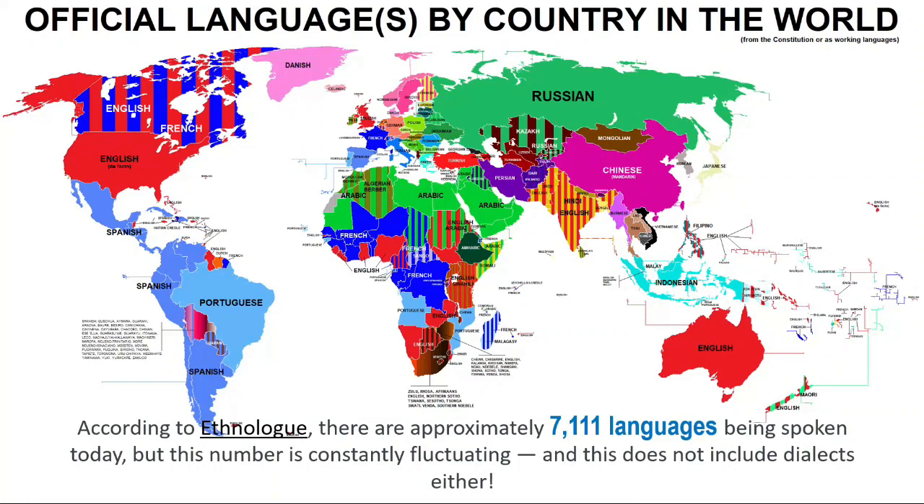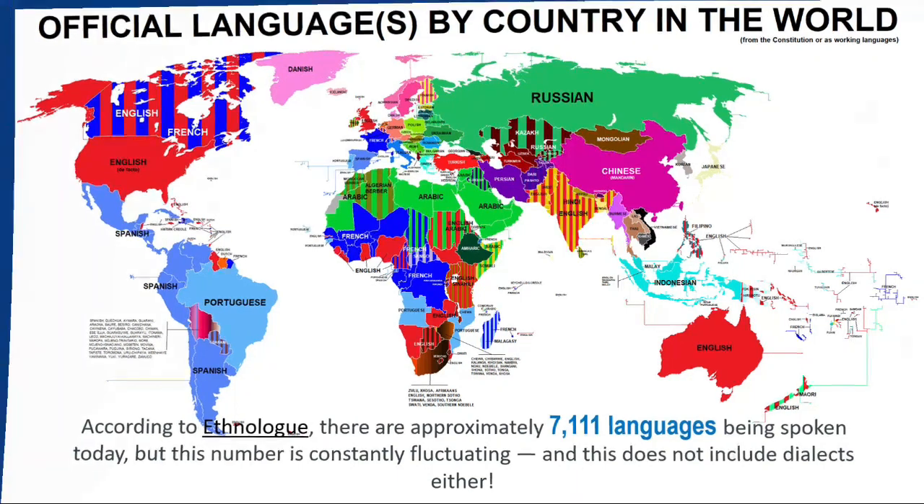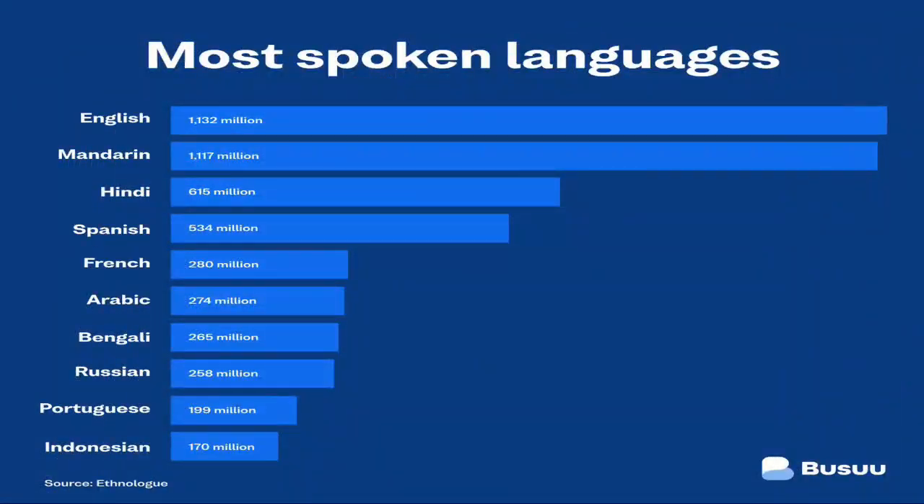Just wow, no? And from these 7,111 languages, the top 10 most spoken languages are, of course, we have English, no? The universal language, followed by Mandarin, Hindi, Spanish, French, Arabic, Bengali, Russian, Portuguese, and Indonesian.